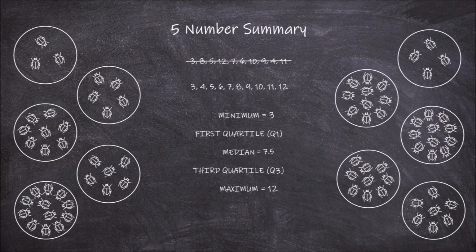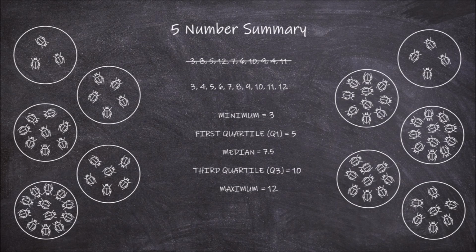Next, we need to find the first quartile Q1 and the third quartile Q3. Q1 is the median of the lower half of the data. The lower half of the data is 3, 4, 5, 6, and 7. The median here is 5, so Q1 is 5. Q3 is the median of the upper half of the data. The upper half of the data is 8, 9, 10, 11, and 12. The median here is 10, so Q3 is 10.